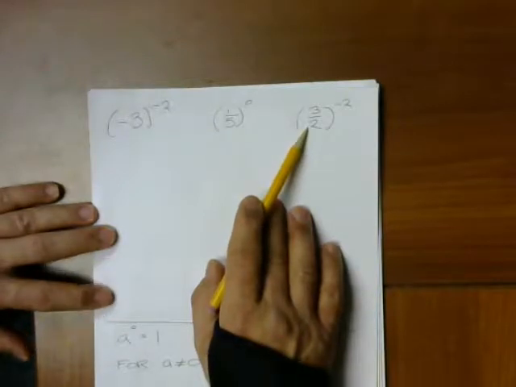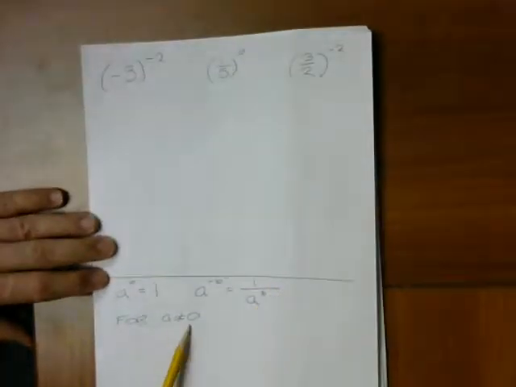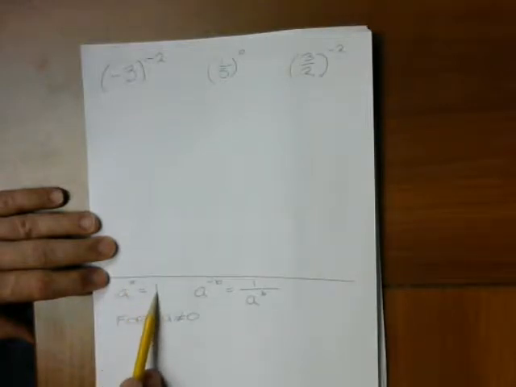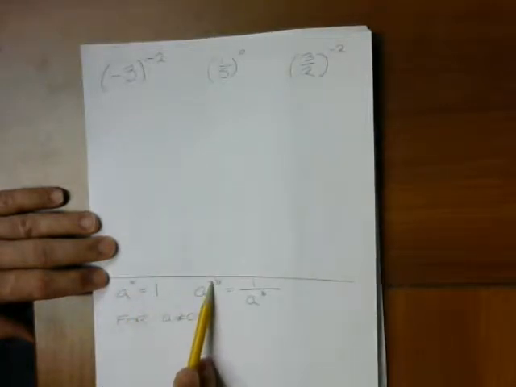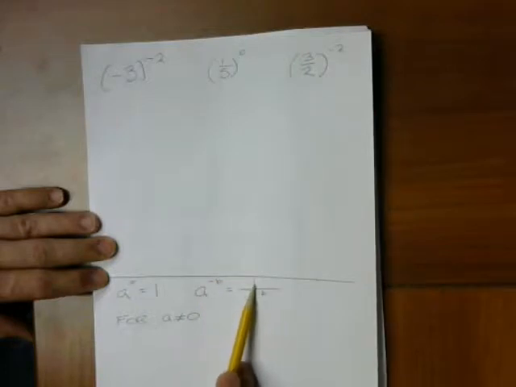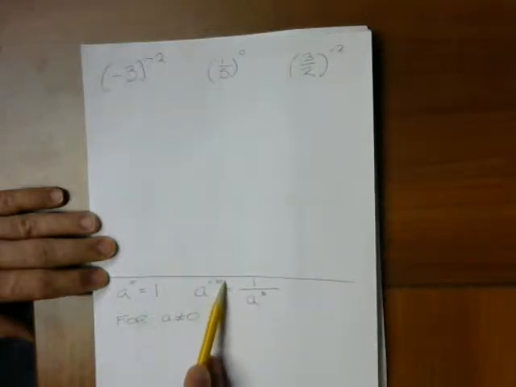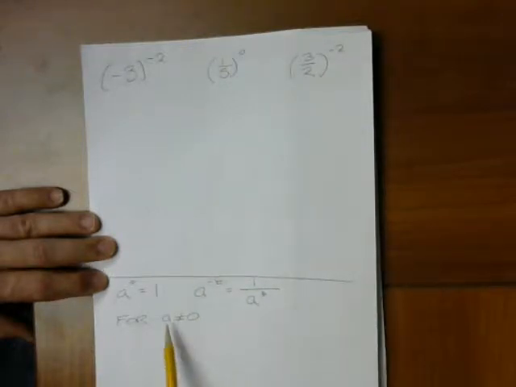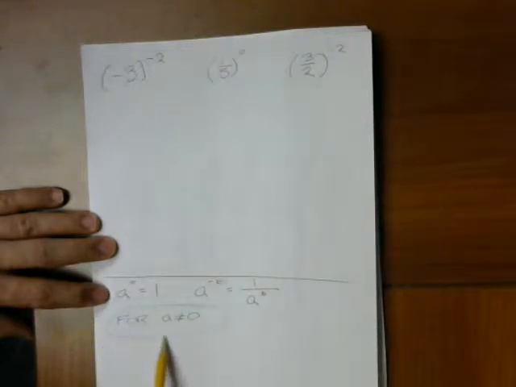Now, what are our rules? Well, for any number that's not zero, we're going to define a to the 0 to be 1 and a to the negative b, well, that's just 1 over a to the b. So if we have a negative in an exponent, we just write 1 over a to that exponent. Now, you'll notice we have this big message here for a not equal to 0.